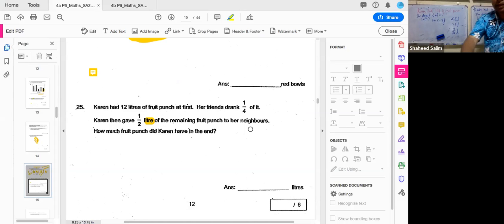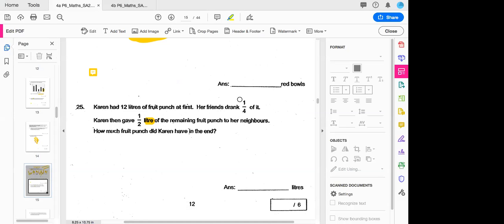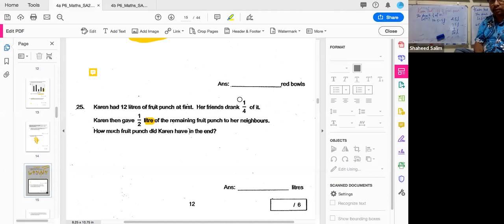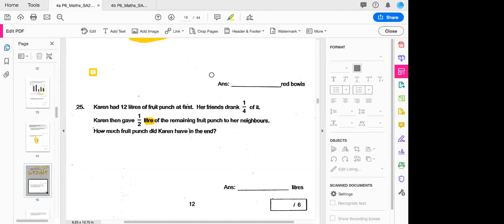Please. This one is drink 1/4 of it. How much is that? 3, 4. Yes, but of 12. What is 3/4 of 12? How much is it? You must know.